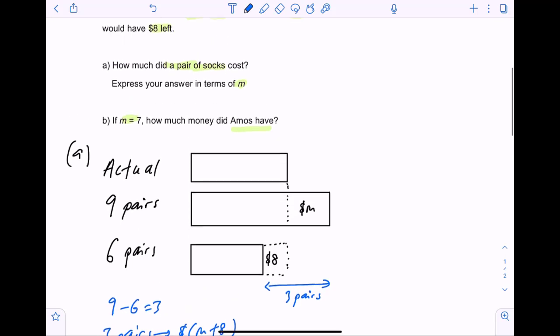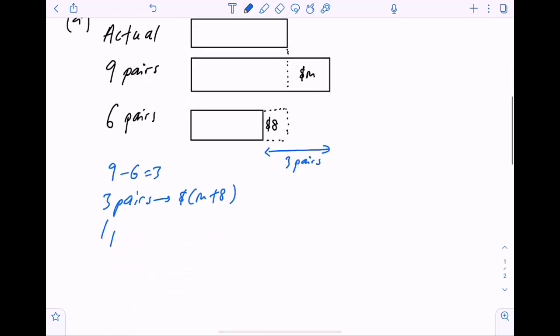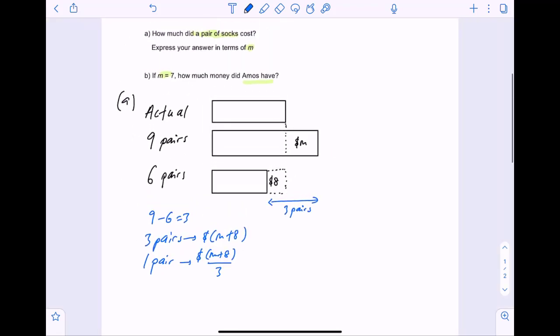Alright, $M plus 8. Now if I want to find 1 pair of socks, $M plus 8 divide by 3. Okay, this will be our answer for part A. Now for part B, if M is equal to 7, how much did Amos have?